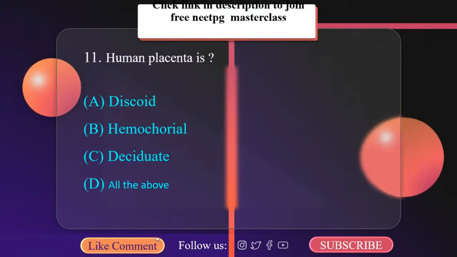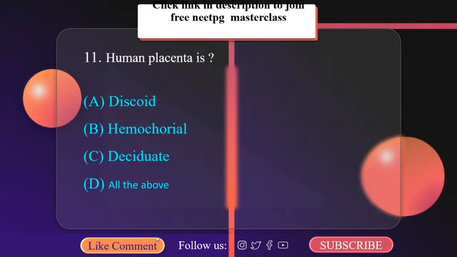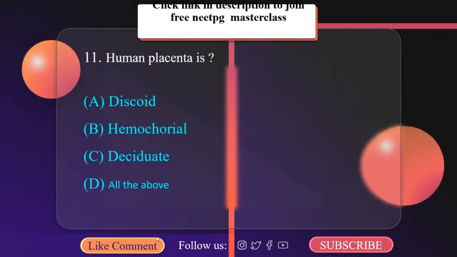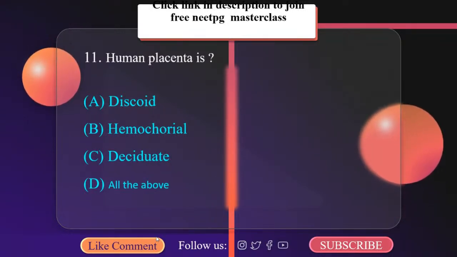Human placenta is A. Discoid, B. Hemochorial, C. Deciduate, D. All of them.